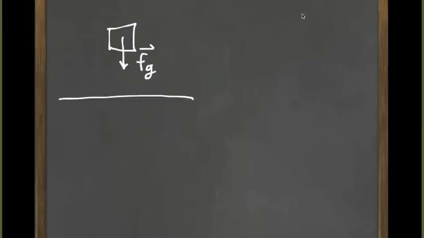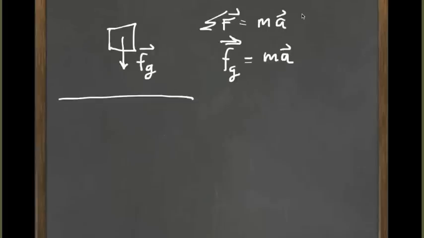That is the acceleration of an object when the only force acting on it is the force of gravity. We know from Newton's second law that the sum of the forces acting on the object should be equal to the mass times the acceleration. Now the only force acting on the object, if it's in free fall, is the force of gravity. And this force, Fg, should therefore be equal to the mass times the acceleration vector.